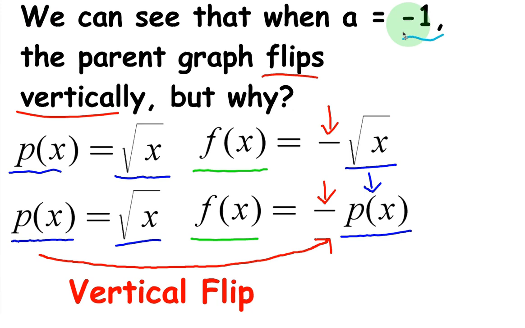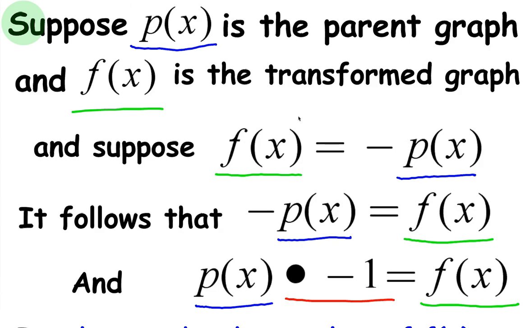In general, all you're doing when a is equal to negative 1 is putting a negative in front of whatever your function is. Whatever your function is, just p of x, so therefore f of x is just negative p of x. It's really that simple. It's a lot easier to understand than horizontal flips or horizontal transformations.